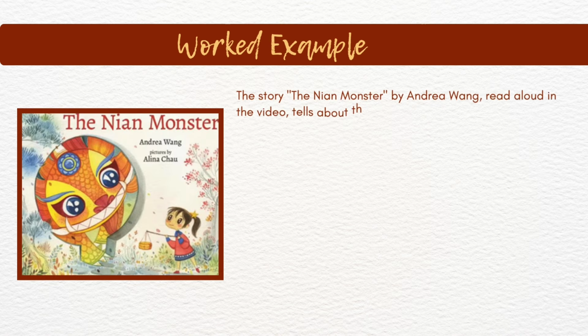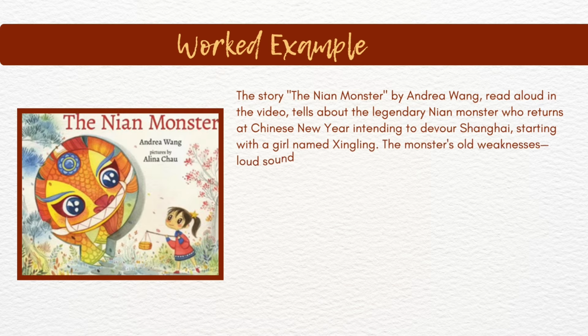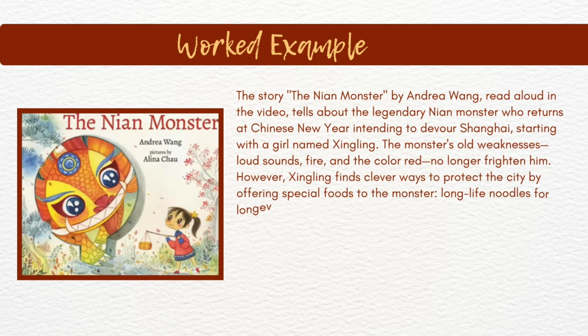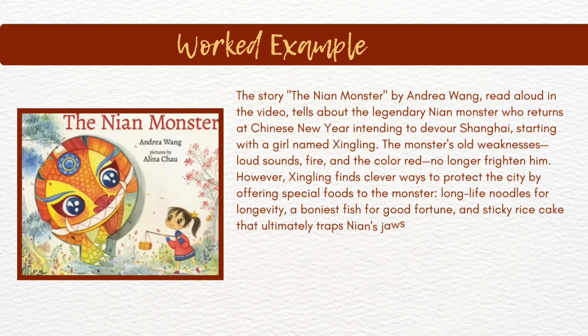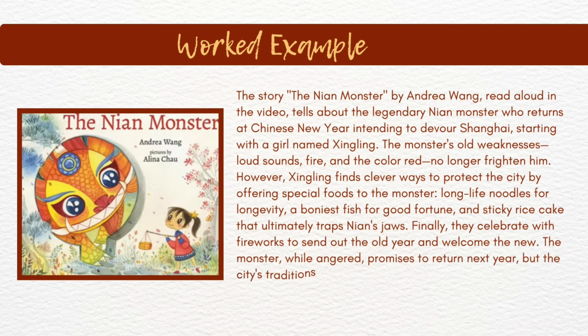The story The Neon Monster by Andrea Wong, read aloud in the video, tells about the legendary Neon Monster who returns at Chinese New Year intending to devour Shanghai, starting with a girl named Xingling. The monster's old weaknesses, loud sounds, fire, and the color red, no longer frighten him. However, Xingling finds clever ways to protect the city by offering special foods to the monster. Long life noodles for longevity, a bony fish for good fortune, and sticky rice cake that ultimately traps Neon's jaws. Finally, they celebrate with fireworks to send out the old year and welcome the new year.